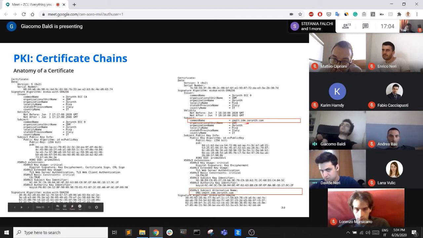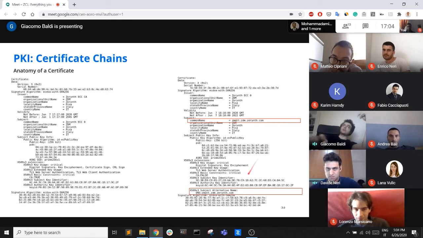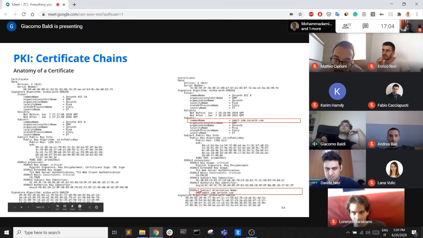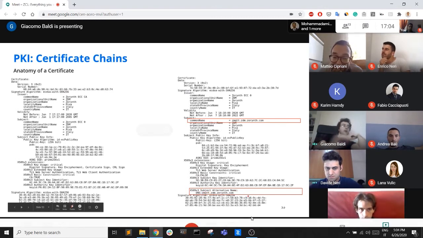Notice that there are extensions to add multiple names to the same certificate. Usually the common name is one string, but if I want this to be ZMQTT 1, 2, 3, 4, 5, whatever, I can add this extension, which is called subject alternative name, SAN.